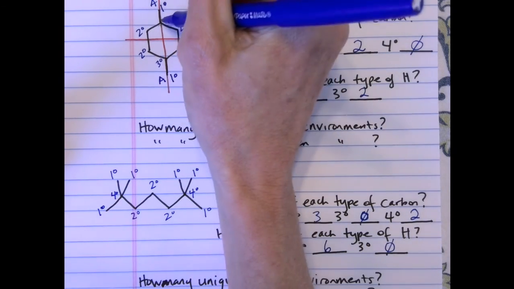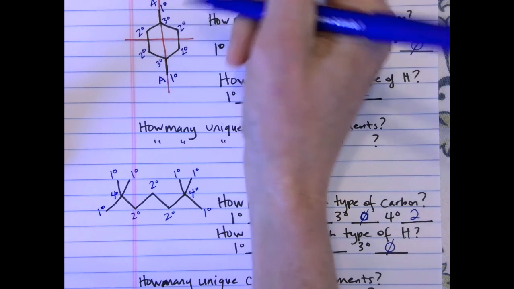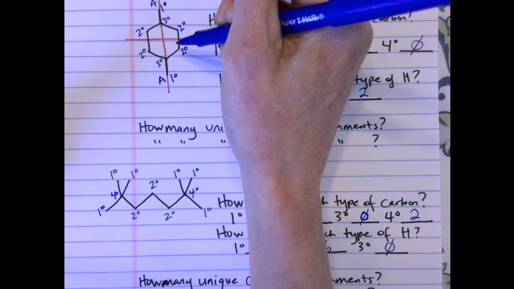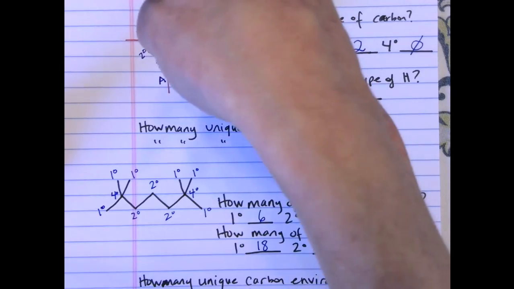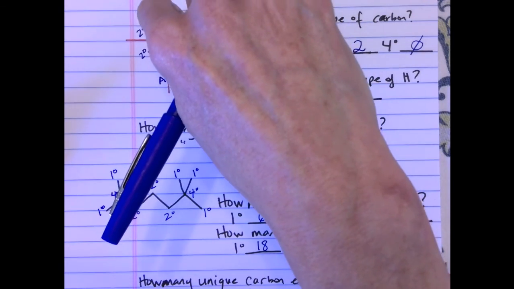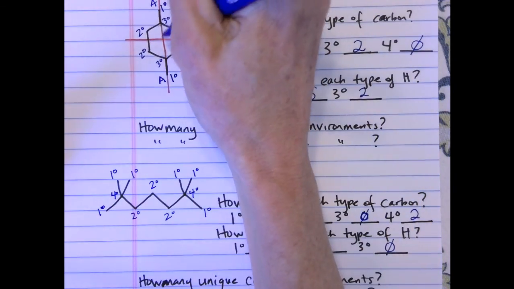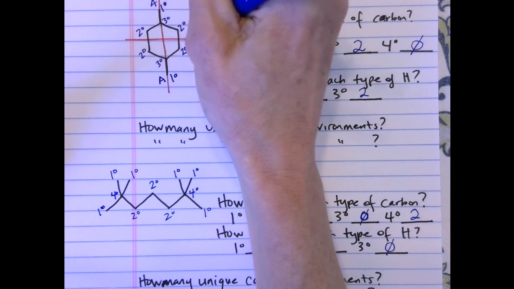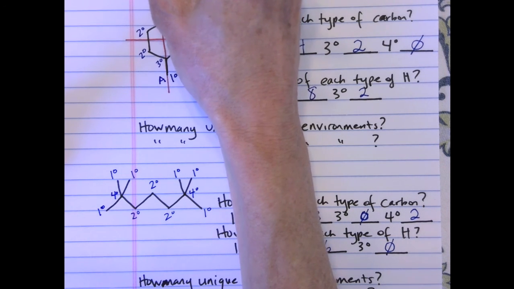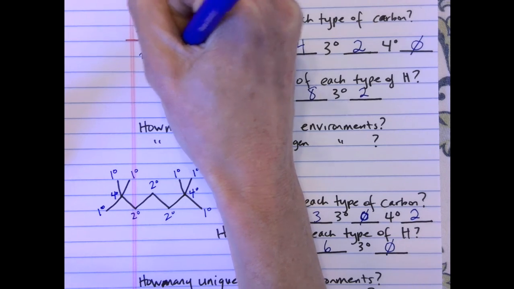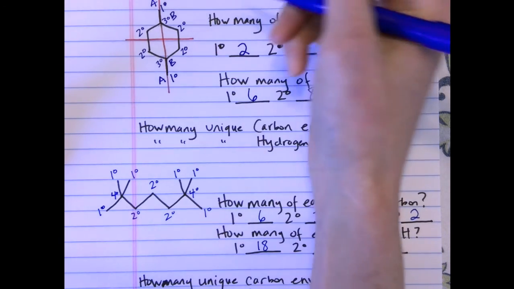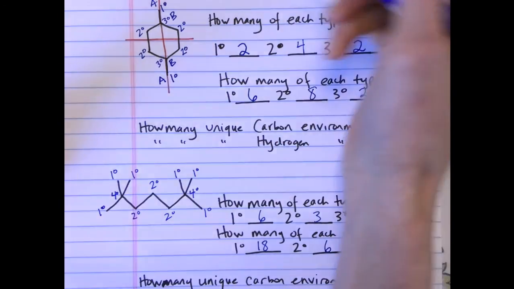Now let's see. These tertiary carbons: there are no other tertiary carbons in this molecule, and if we fold it, they're going to overlap on top of each other perfectly. So they are equivalent to each other, but not to any other carbons in this molecule. So we'll call that environment B. So far we have 2 unique environments.